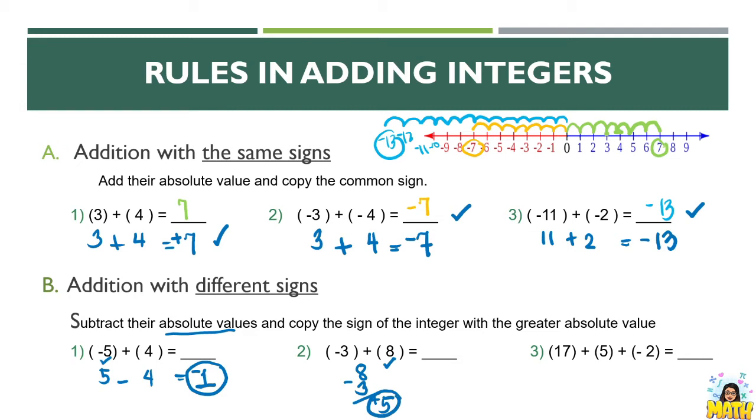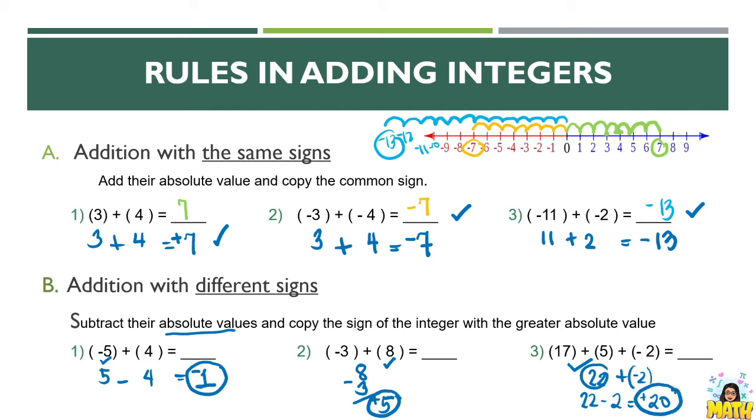While example number 3, tatlo lang yan, but this one are both positive, so we can simply add them. 17 plus 5, 22 plus negative 2. Again, they have different signs, so subtract their absolute values. 22 minus 2, that's 20. Which one has the higher absolute value? We have this positive sign. Therefore, the answer here is positive 20.